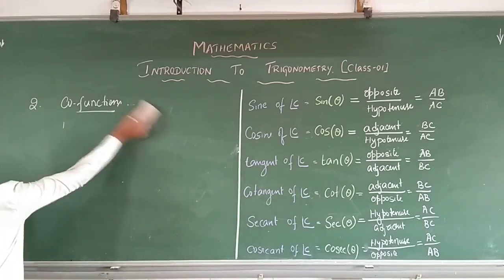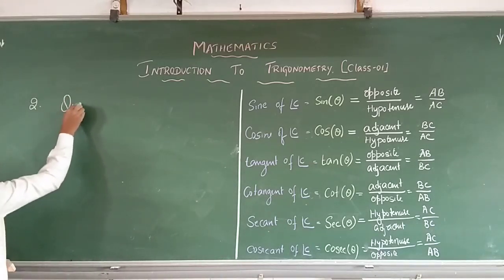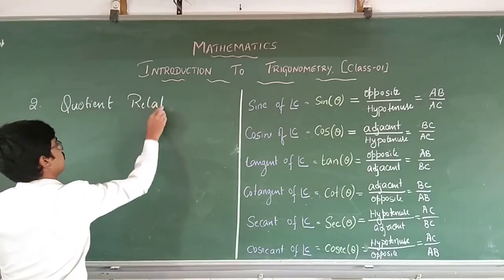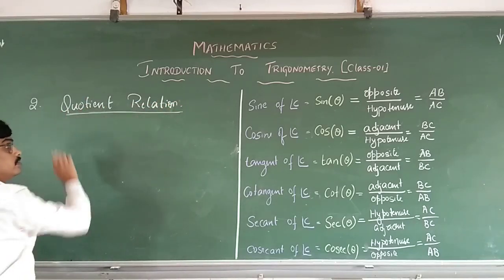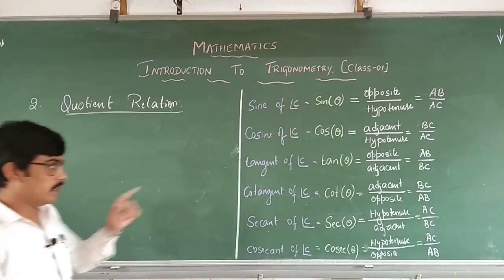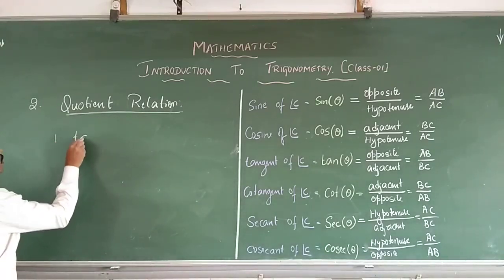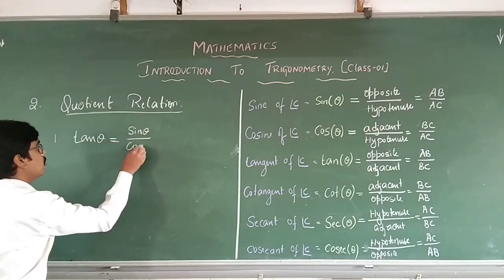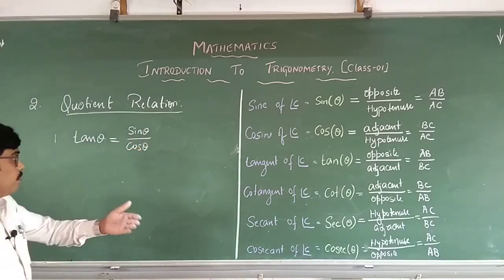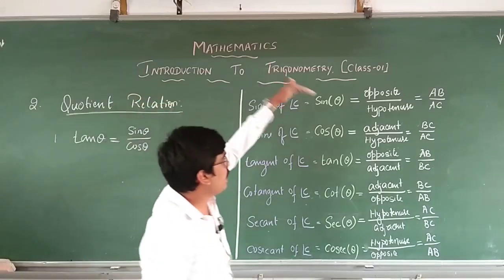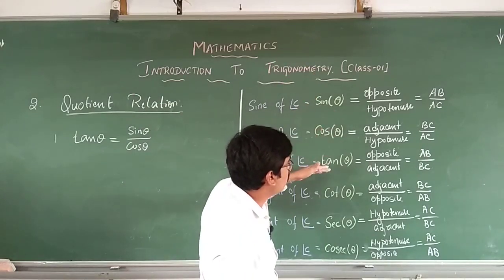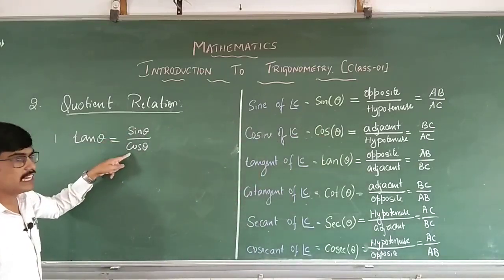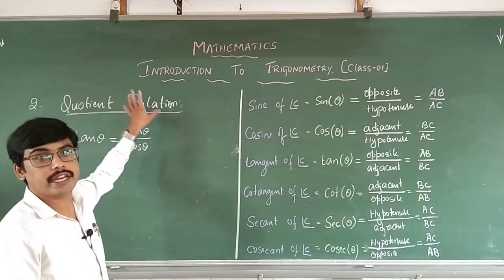Let me erase it. The third one is quotient relation. We have quotient relations also. The first one is tan theta is equal to sin theta by cos theta. Quotient, that means fraction. If I divide sin theta by cos theta, we will obtain tan theta. Therefore we call tan theta is equal to sin theta by cos theta the quotient relation.